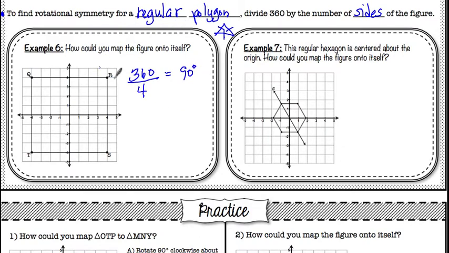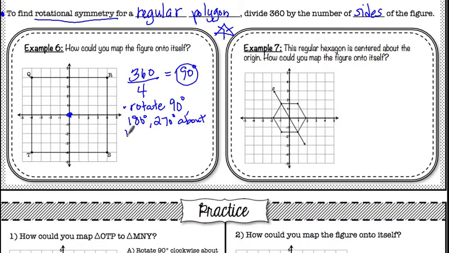So all of your answers for rotational symmetry are multiples of 90. You could rotate the figure 90 degrees. 90 times 2 is 180 degrees. 90 times 3 is 270 degrees. If you rotate 90, 180, or 270 degrees about whatever the middle of the square is, and this is the origin.